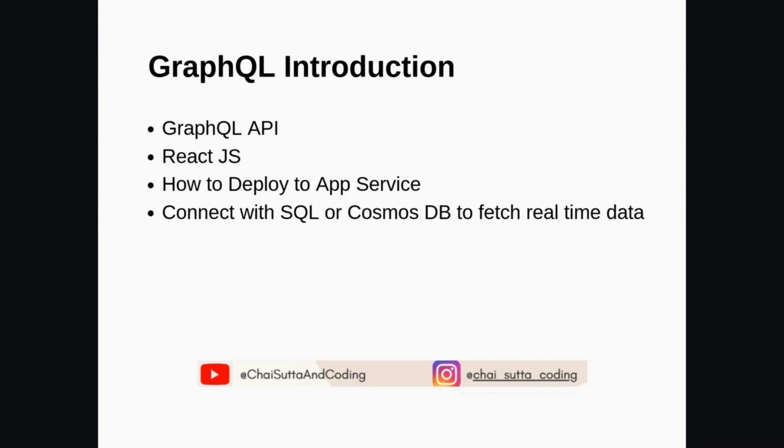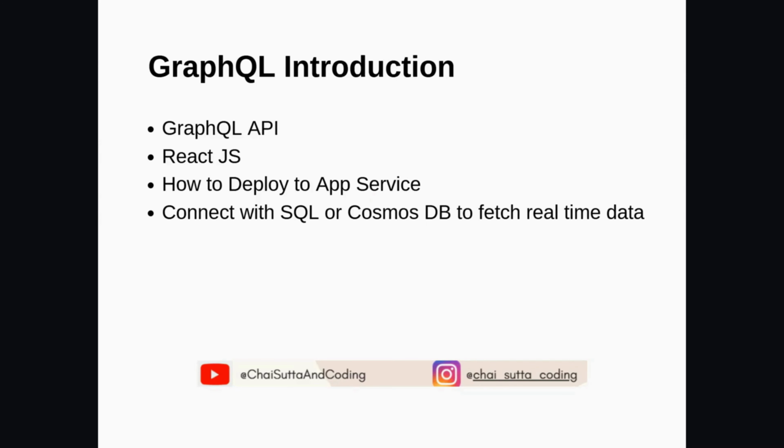Okay, and I have already created a React application. So in this video, we are going to connect that React application to our GraphQL API. Then whatever API we are creating, we are going to deploy to the Azure App Service. Okay, I am going to show you how we can deploy an API or any application to the Azure App Service.